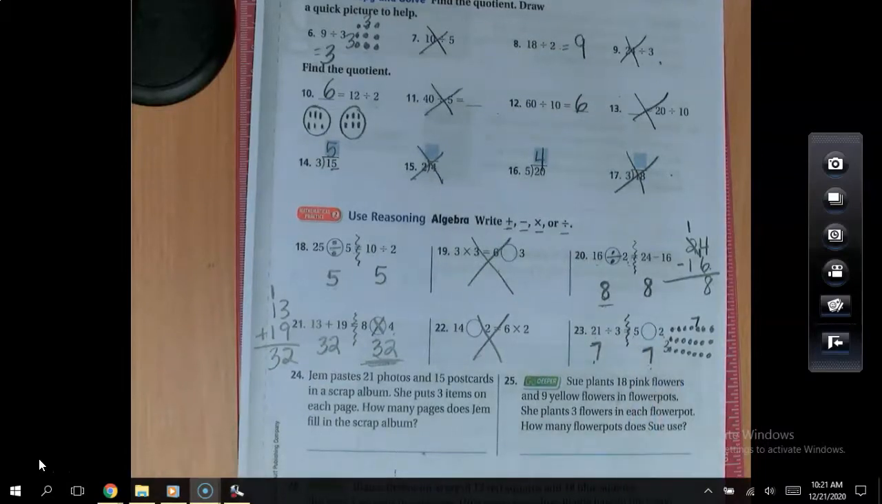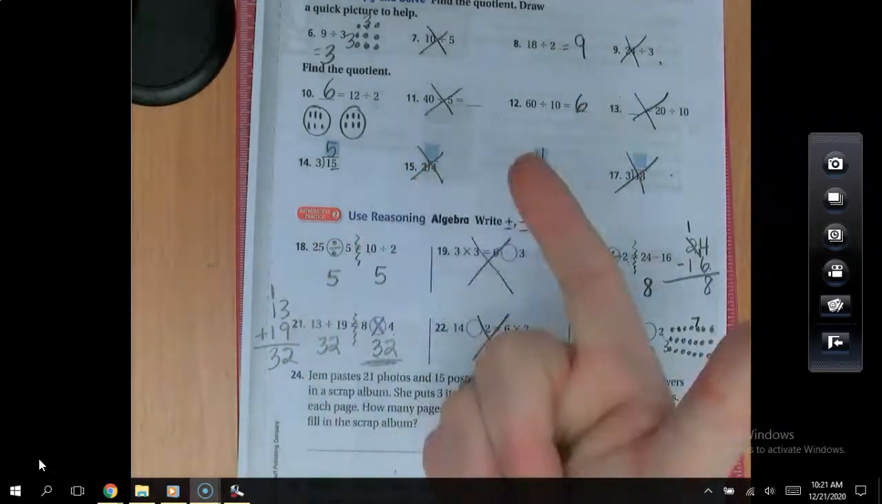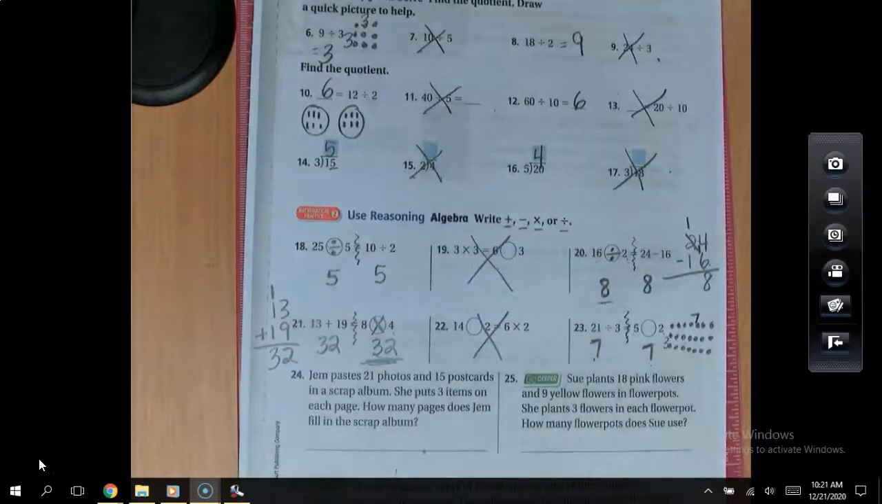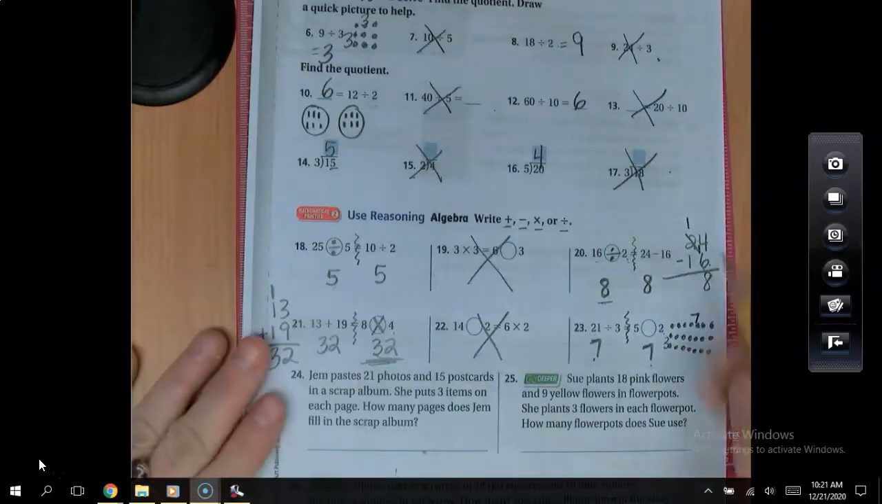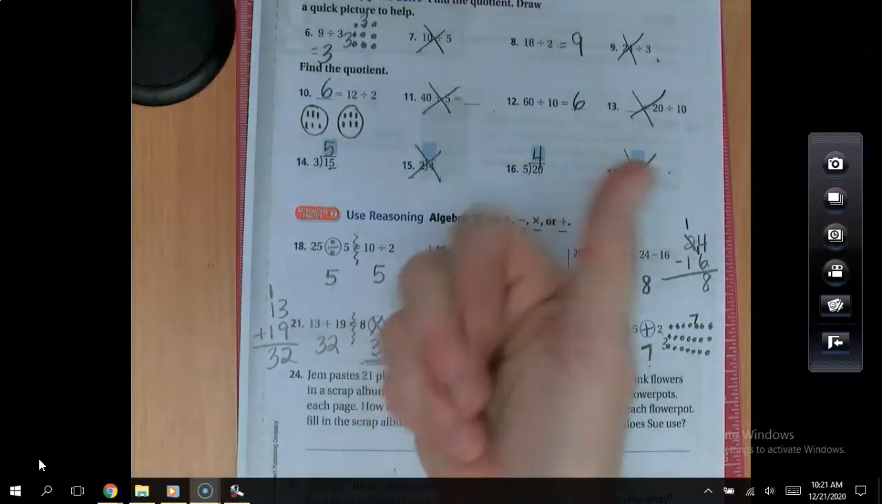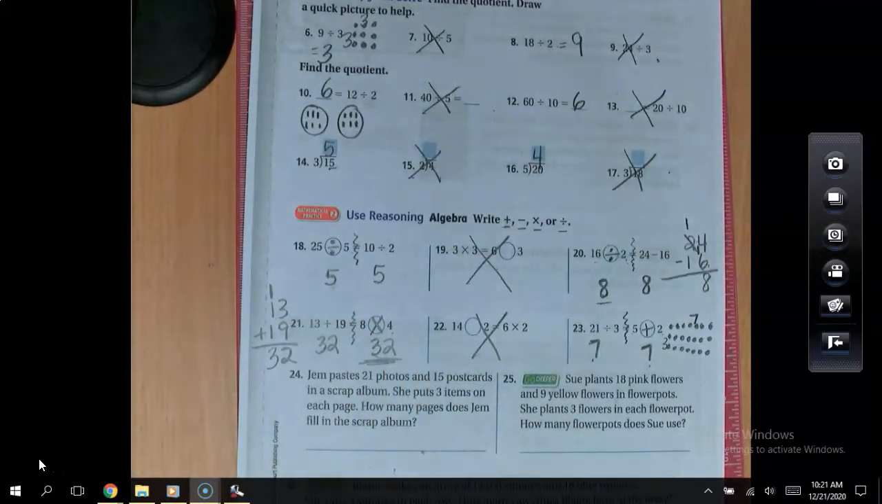5 times 2. Count by 5, 2 times. 5, 10. Well, multiplication doesn't work. I need to get 7. And if I multiply 5 times 2, I got 10. So what is my other choice? When I get my answer to be bigger, my other choice is adding. Well, let's try it. 5 plus 2. 5, 6, 7. Yes, so you're going to add 5 plus 2.